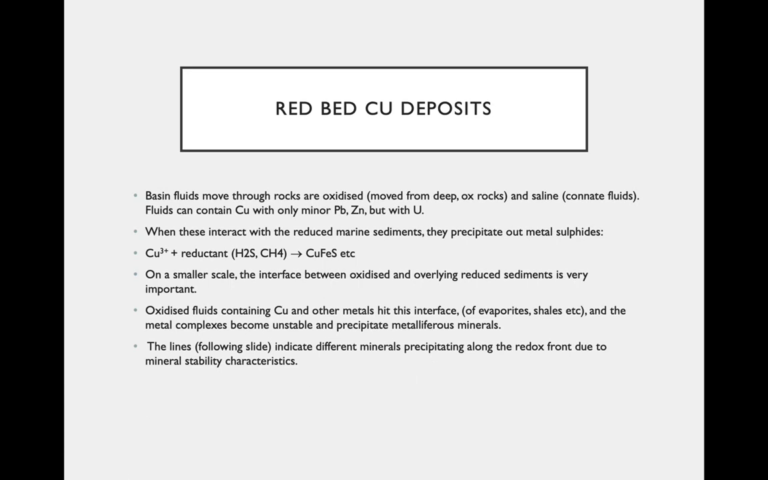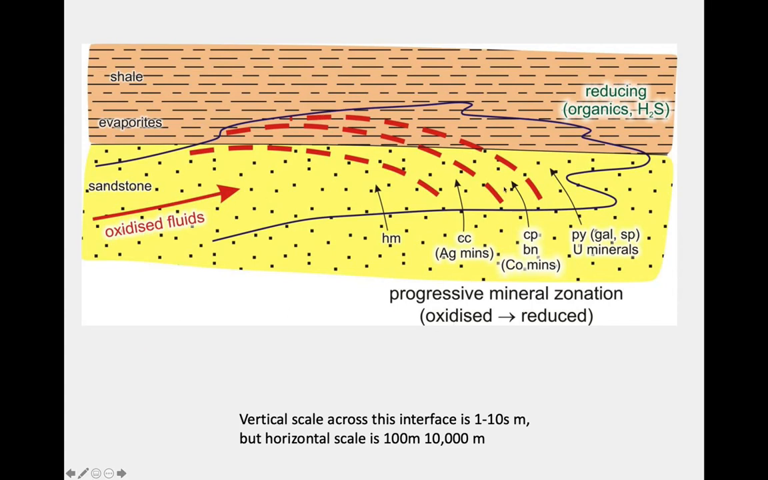So we can have a look more closely. Here's an example. We have our oxidized sandstone, in a simple scenario, and our reduced shales and evaporites. So they're reduced, with organic matter and hydrogen. We have oxidized fluids, and as they progress, they will move closer. They intersect this reducing environment, and we end up with a progressive precipitation of minerals as we go from oxidized to reduced.